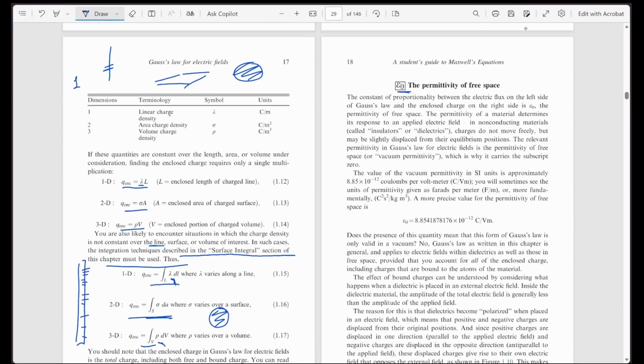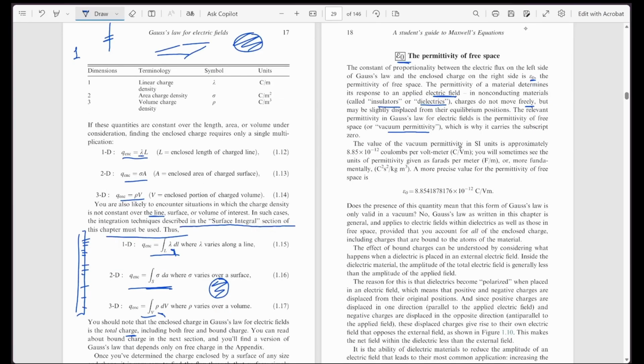Finally, this is the last thing we have in Gauss's law. The constant of proportionality between the electric flux on the left side of Gauss's law and the enclosed charge on the right side is the permittivity of free space. The permittivity of a material determines its response to an applied electric field. In non-conducting materials, called insulators or dielectrics, charges do not move freely, but may be slightly displaced from their equilibrium positions. The relevant permittivity in Gauss's law for electric fields is the permittivity of free space, or vacuum permittivity, which is why it carries the subscript 0.